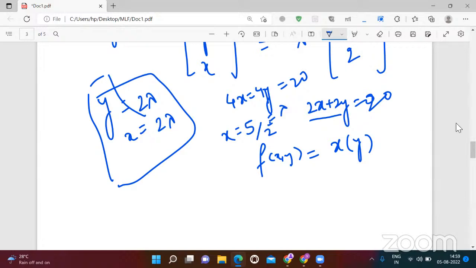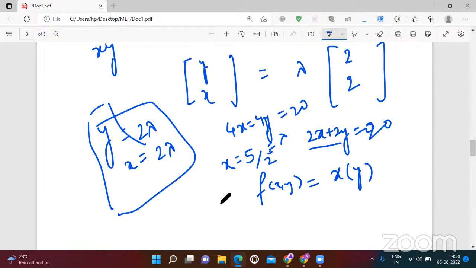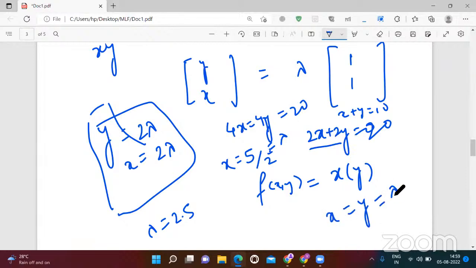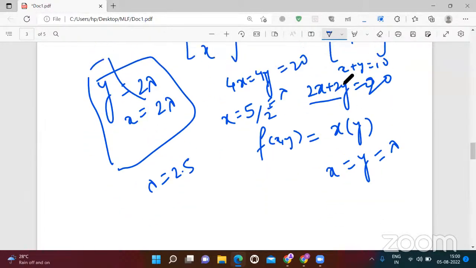So if I'm doing with 2x plus 2y, from here I got 2.5, and if I'm doing with x plus y equals to 10, right, then I'll get 1 here. So there also we'll get x equals y equals lambda. If I solve it here, x plus y equals to 10, so I'll get 2x equals to 5.